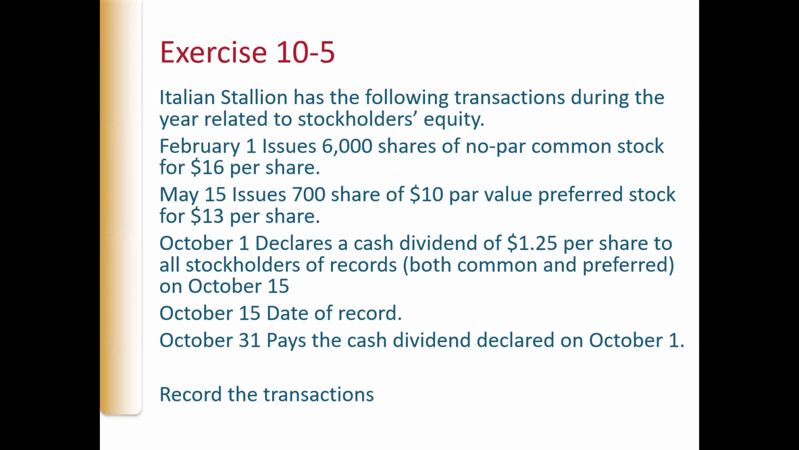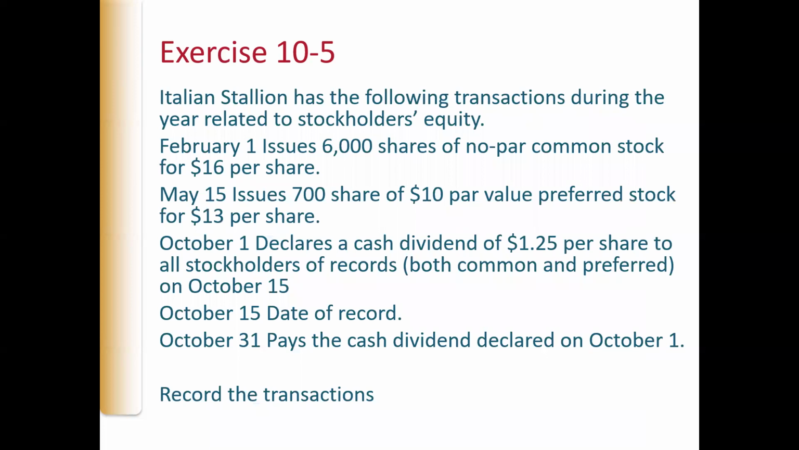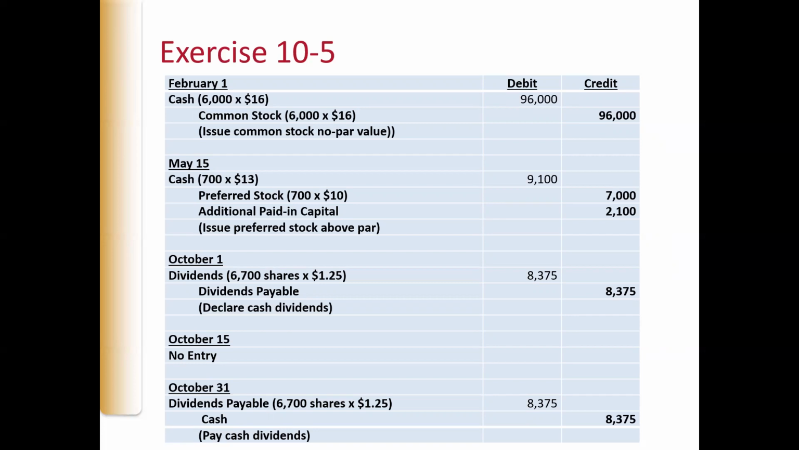Okay, so when a company issues no par stock, we're going to debit our cash and credit our common stock. Going back to the May 15th, when they issue stock with a par value, in this case of $10 par value, for $13 a share, and they're issuing 700, we're going to debit our cash. We'll credit common stock for just the par value. And then we'll credit our additional paid-in capital.